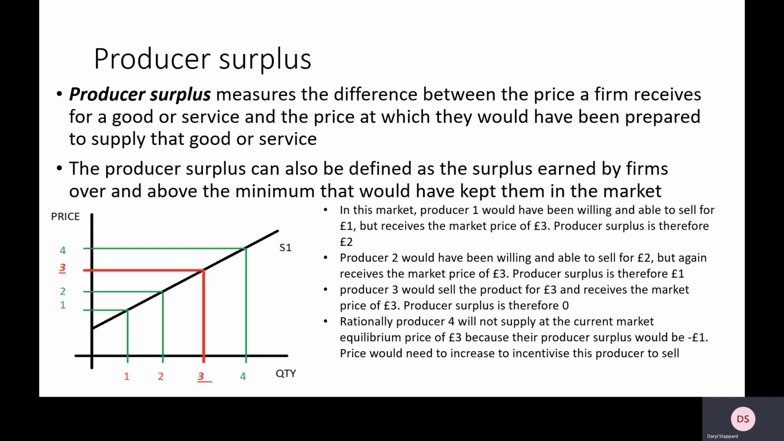The second firm was willing and able to supply for £2. So if they receive £3 for the product, they're deriving £1 of producer surplus from this particular product. Firm 3 was willing and able to accept £3, and they do get £3. So they would produce, but there wouldn't be any free satisfaction for the firm. They're getting the price they'd be willing and able to accept for that particular product. Firm 4 would not supply, because they want £4, but the market price is only £3.